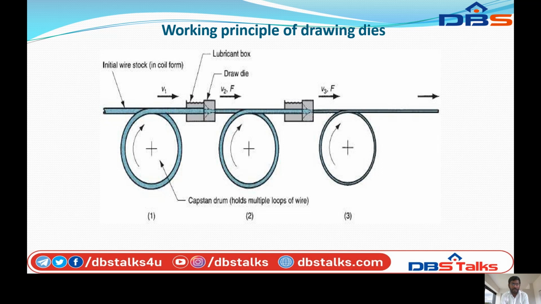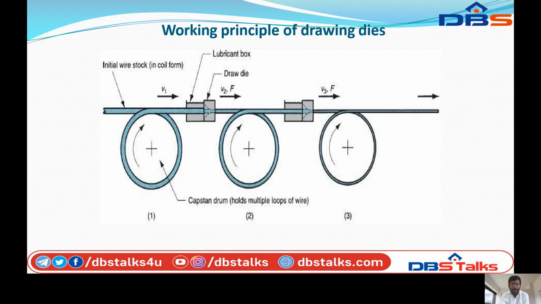The capstan drum rotates, passing the initial wire stock in coil form. The initial wire stock is arranged on the first capstan drum. The capstan drum pulls the wire, which passes through the lubrication box, where lubrication is applied.